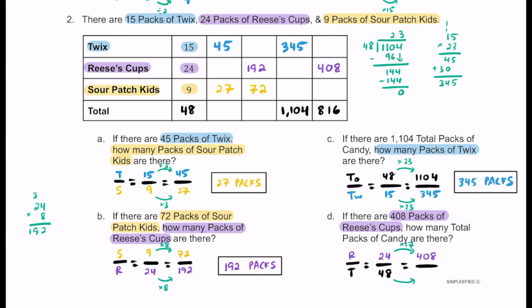So in the bottom here would also be times 17. And if we did that 48 times 17, you should have written out and got something like 816. So that would be the total packs. So if there were 408 packs of Reese's Cups, then there would be 816 total packs of candy.